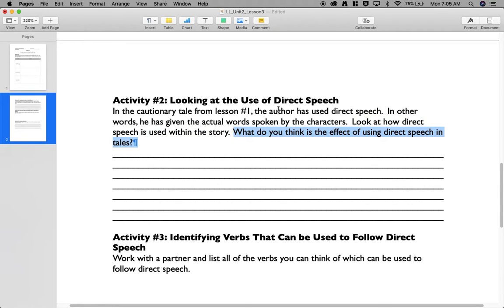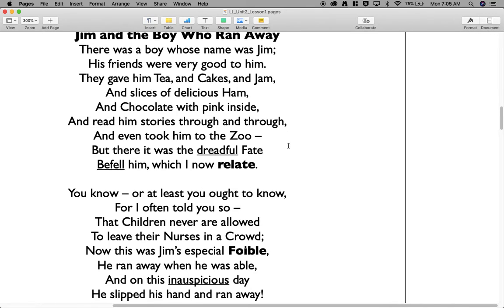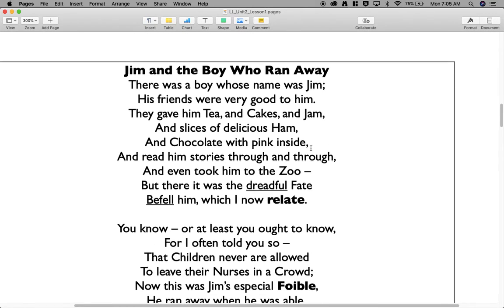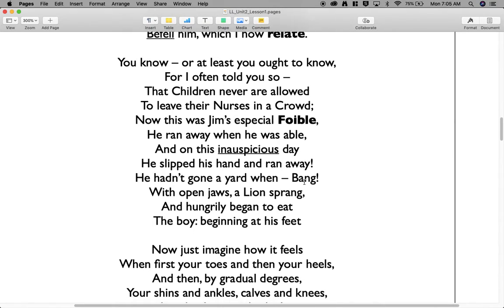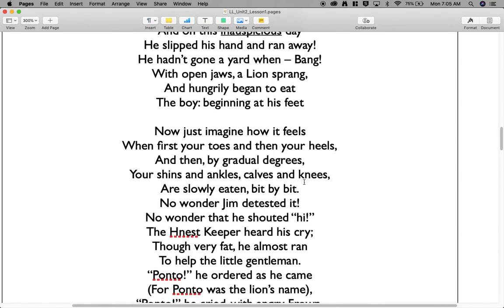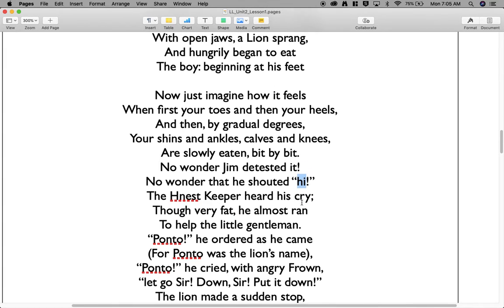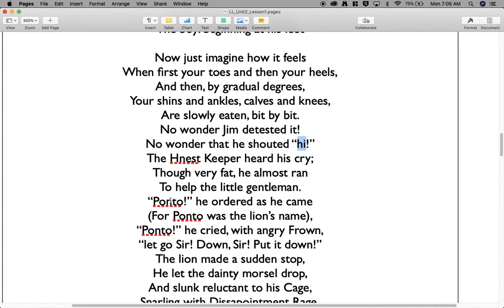Okay, let's learn what direct speech is. Let's go to Jim and the Boy Who Ran Away. Direct speech is going to be highlighted by the fact that there are quotation marks. It's when someone actually says something. Okay? "Hi! Ponto! Ponto!" That is direct speech.